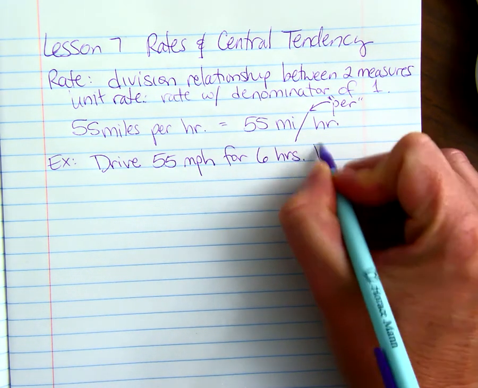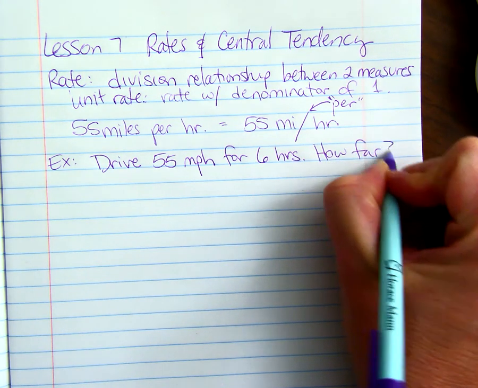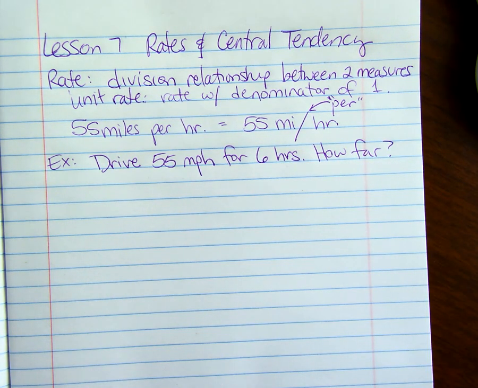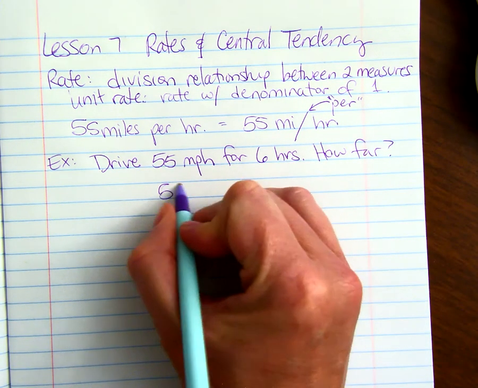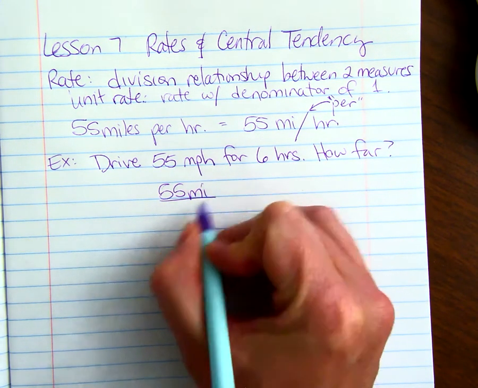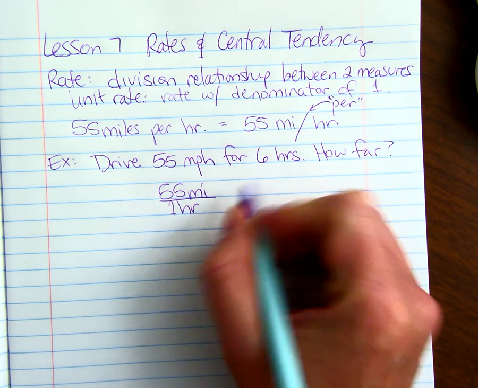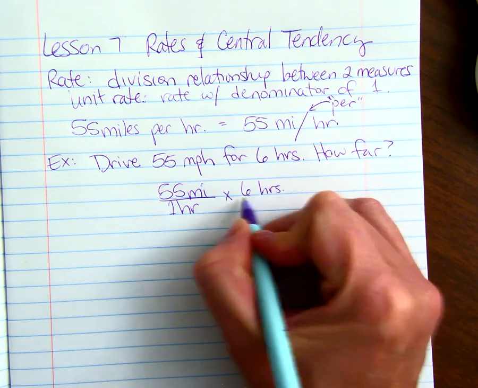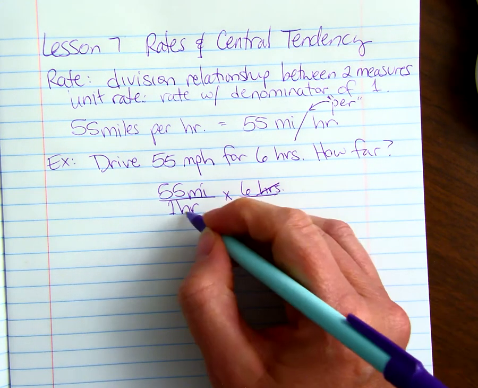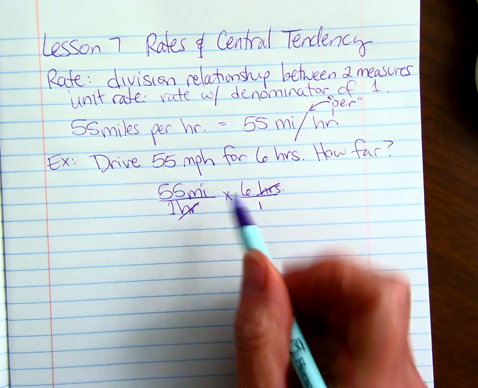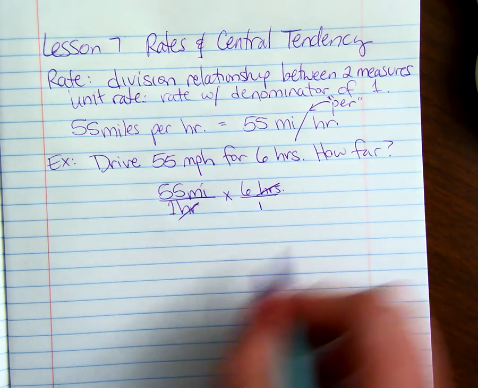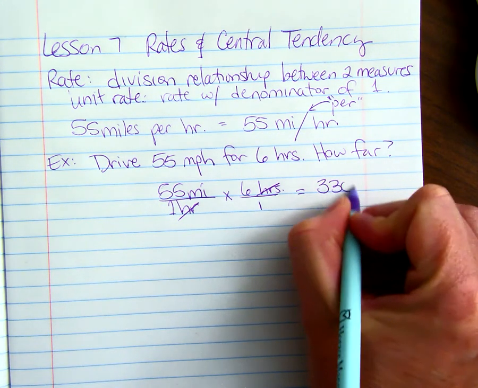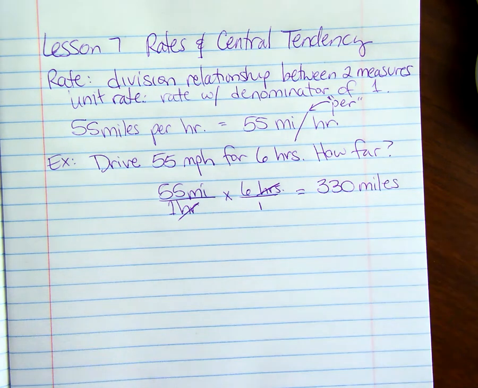how far does that person go? We can use rates to solve. So we would set up 55 miles per hour for 1 hour. If we multiply by 6 hours, the label of hours will cancel and we'll be left with miles. So we could do 55 times 6 and get 330 miles.